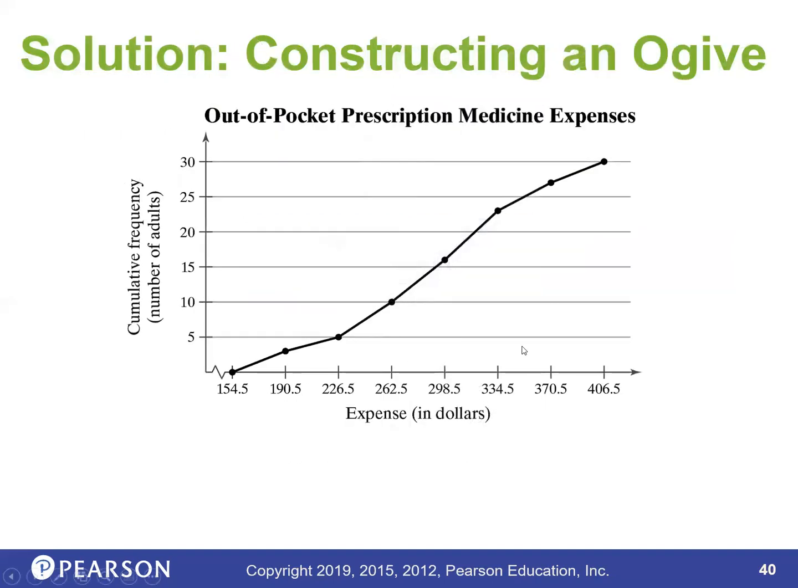And the graph looks like this. Notice it still starts off with the boundary, right? This is the lower bound. So 0 here, and about 3 here, right? So we get to 5. By the time we get to here, we're at 10 of those guys, and 15 is the halfway point, right? So once you're at the halfway point, half of the people spent 298.5 or less.